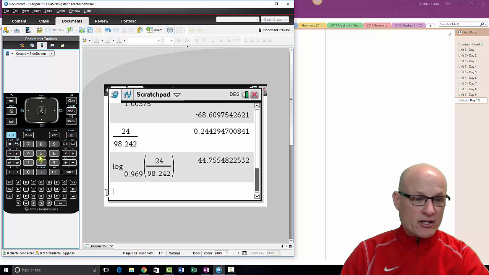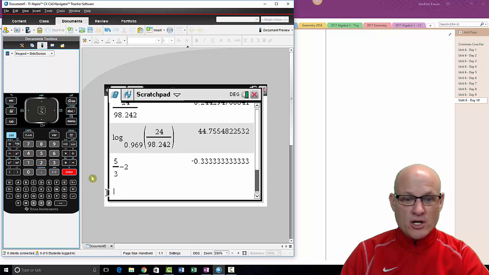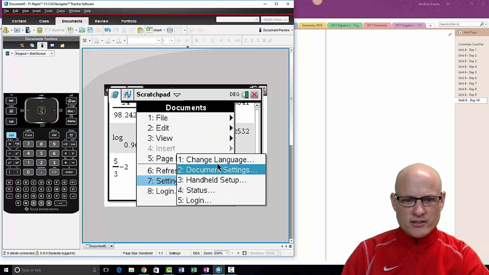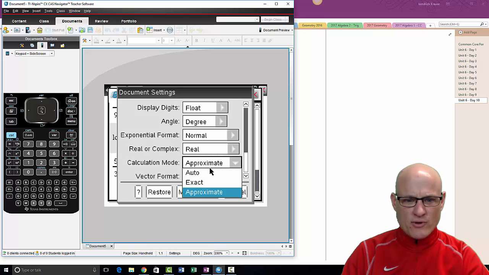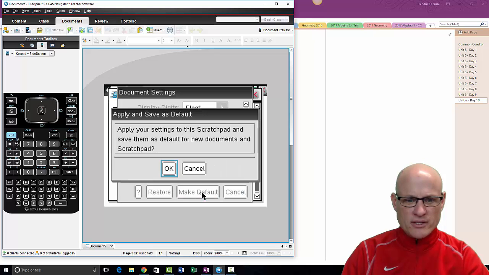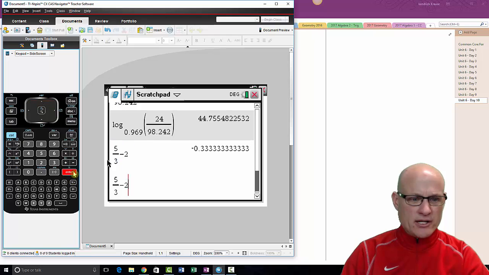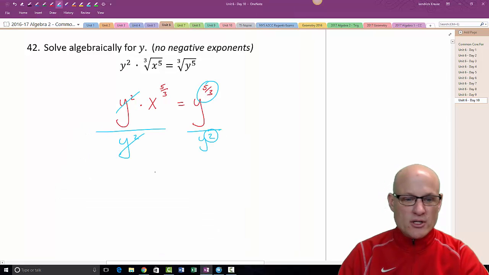So I can come over to my calculator if I need to. 5 divided by 3 minus 2. Oh. Now, if you did that on the normal setting, I don't know why it's doing this. Settings, document settings, approximate. I want it on auto. Make default, click OK. So if I come back up here and do this again, it's negative 1/3. So what I end up with is x to the 5/3 is equal to y to the negative 1/3.